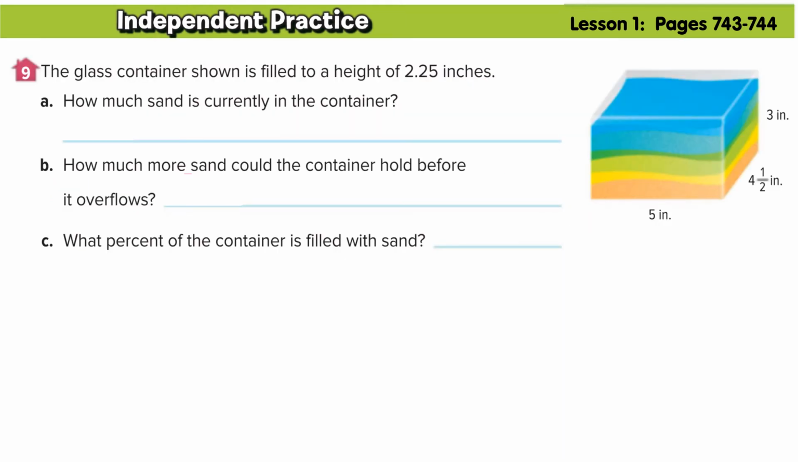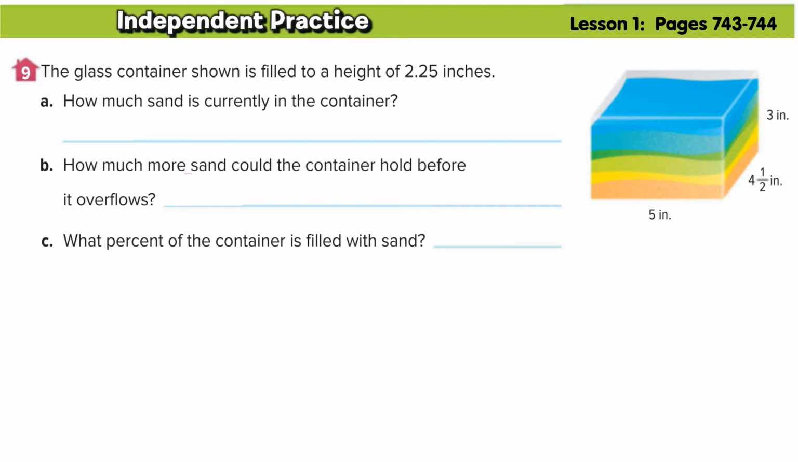Question 9. The glass container shown is filled to a height of 2 25/100 inches. A. How much sand is currently in the container? B. How much more sand could the container hold before it overflows? C. What percent of the container is filled with sand?